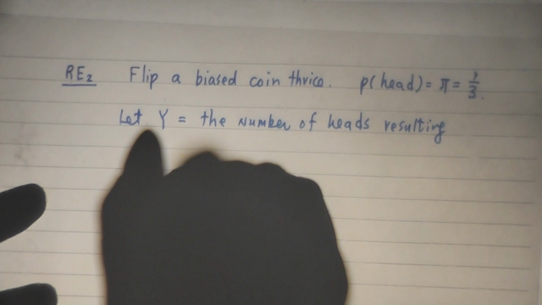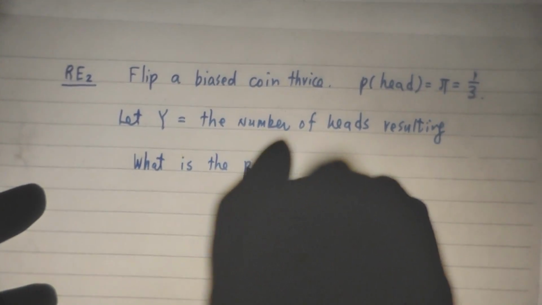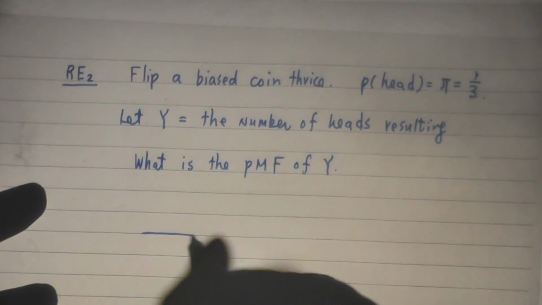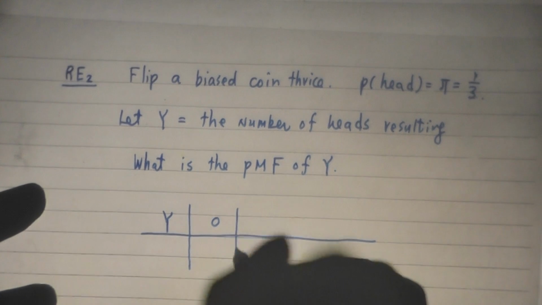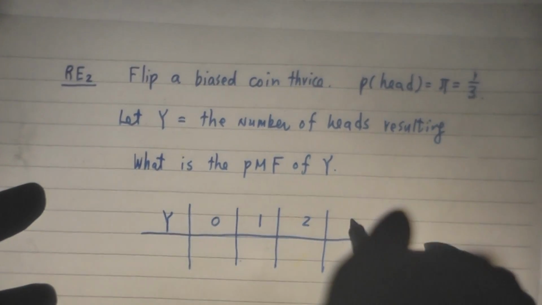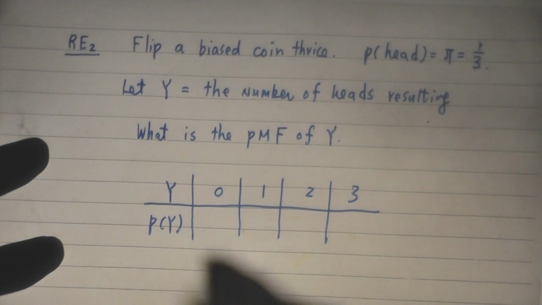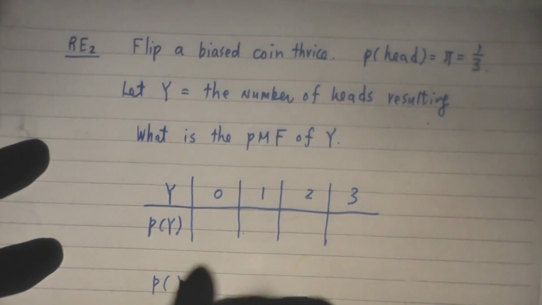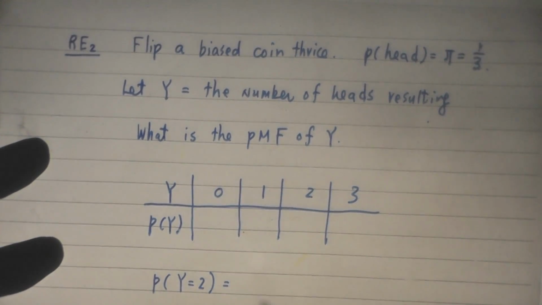Now, what is a distribution? What is a PMF, probability mass function of y? Now, just like the last example we did, we can either get no heads, 1 head, 2 heads, or 3 heads, and probability of getting those heads. Now, let's work on only one, because the other ones follow similarly. What is the probability y equal to 2? 2 heads. When I make 3 flips, how likely I see 2 heads?